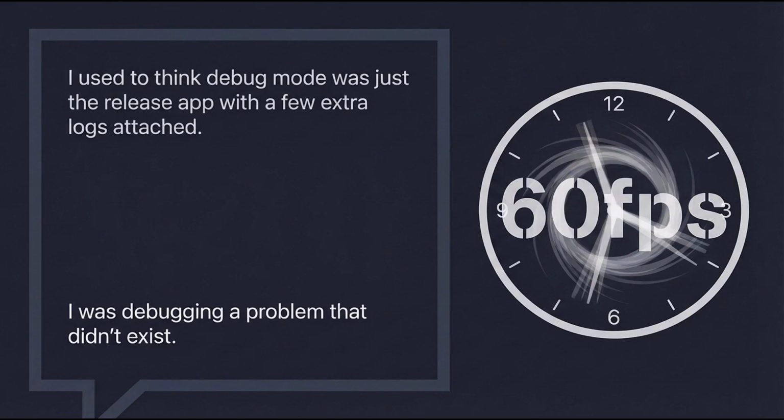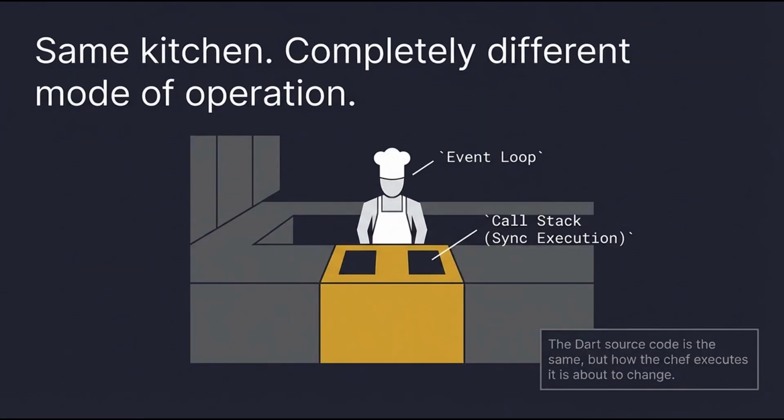I used to think debug mode was just the release app with a few extra logs attached. I was debugging a problem that didn't exist. Same kitchen. Completely different mode of operation. The Dart source code is the same, but how the chef executes it is about to change.